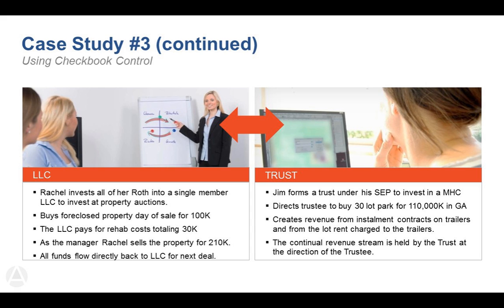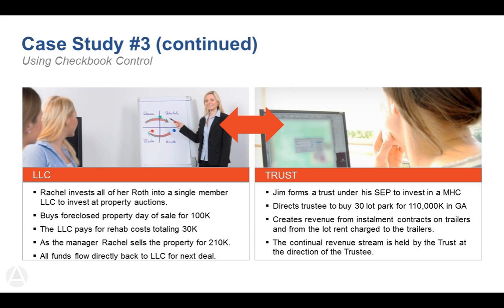So in this instance, Jim forms a trust under his SEP IRA. So as you remember from previous in this presentation, a SEP is an employer-based plan, a simplified employer pension, to invest in a manufactured home community. After Jim has formed the trust and funded it under his IRA, he directs his trustee to buy a 30-lot park in Georgia for $110,000. He creates revenue streams from installment contracts on trailers and from lot rent charged on the trailers as well.